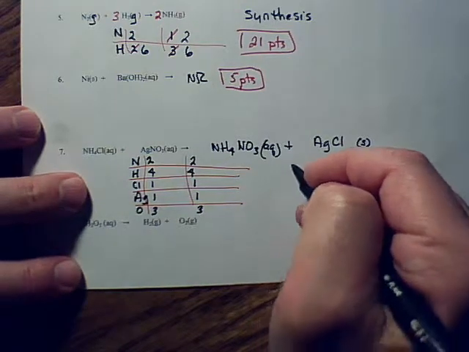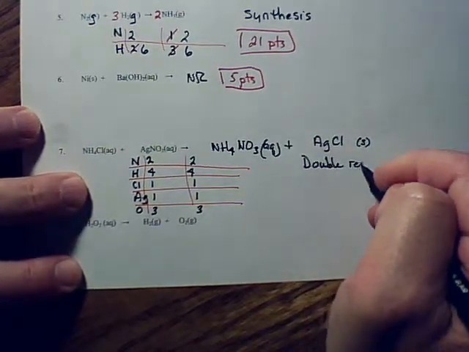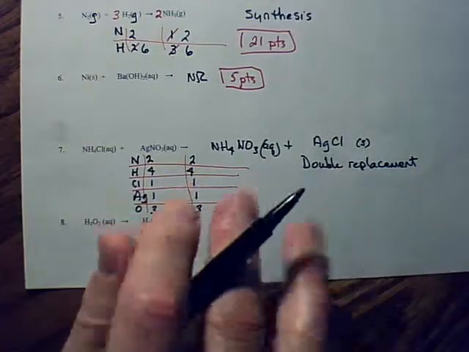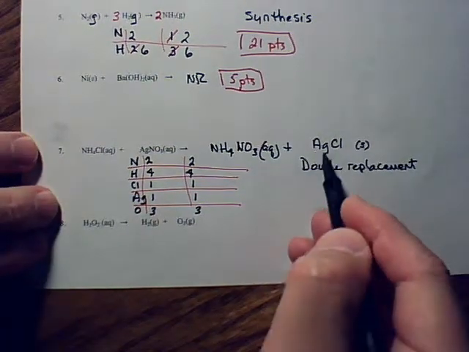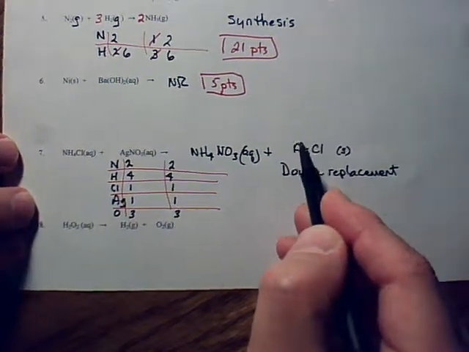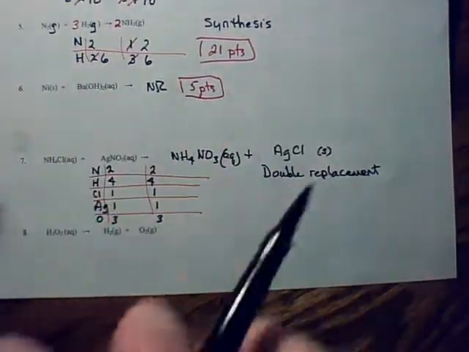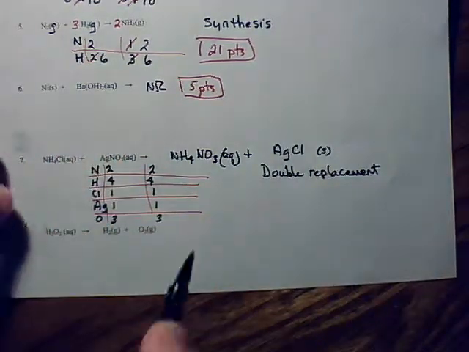And this is double replacement, we said. The classification is double replacement. Sometimes these types of reactions are classified as being precipitation reactions because this stuff precipitates. In an aqueous environment, this stuff is going to fall to the bottom.